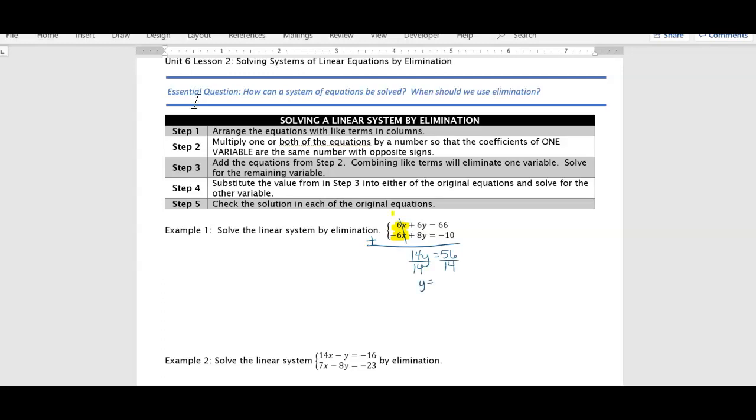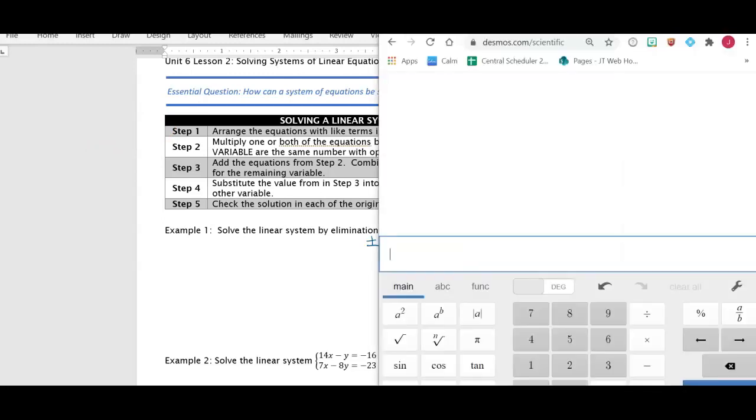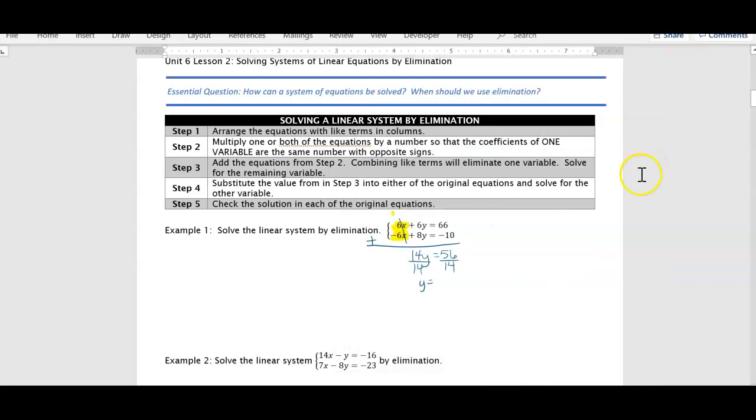So if you're not sure what 56 divided by 14 is, you could use your calculator. So I'll get the calculator out, and I'm going to do 56 divided by 14, and it tells me my answer is 4. So what I've done is I have solved for one variable. Now I can take that one answer and I can plug it into an original problem to find out what my x value is.